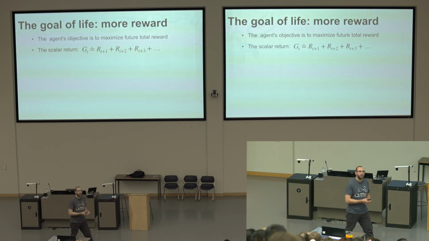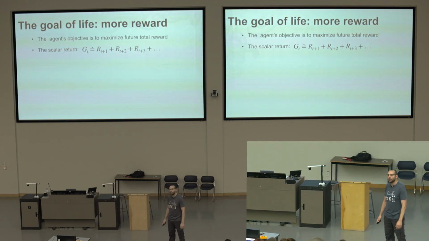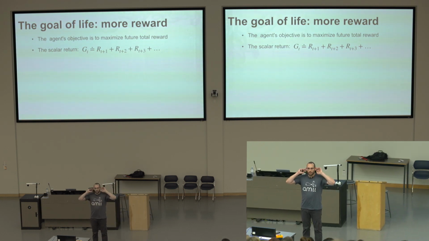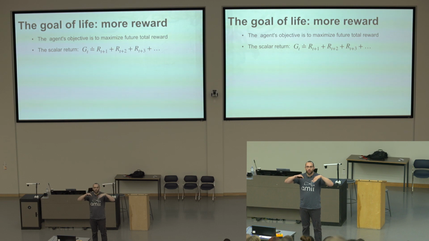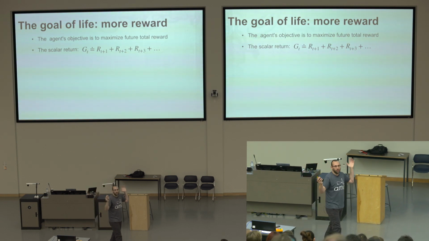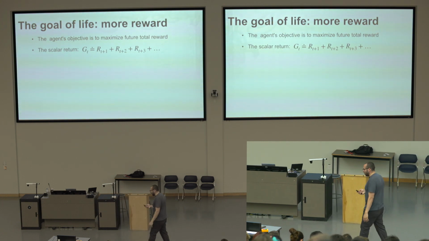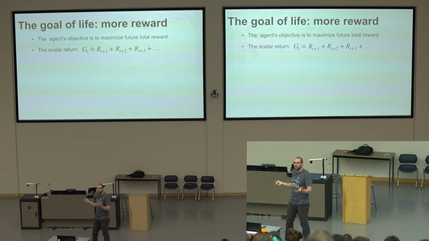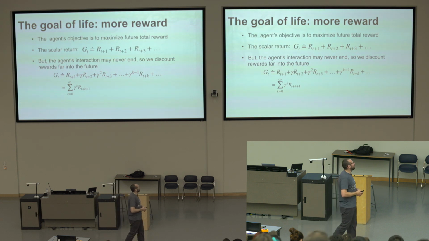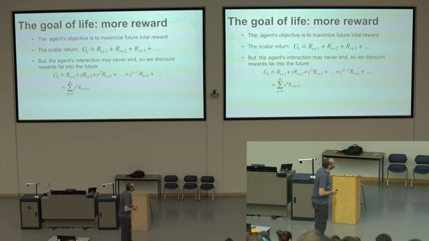But there's a problem with this, right? What happens when you add up an infinite number of things? Get some rumbles. So there's general unhappiness, but let's say I just add up an infinite number of 5s. It's really bad when the data structures your system is using to make decisions is infinity. That's usually a problem. The agent's interaction may never end, and that's usually the case I like to think about. We call them continuing tasks.